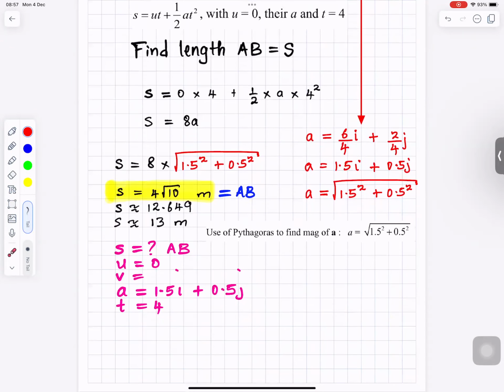So what we have used: we've used Pythagoras right there to find the magnitude of A. And we've used this SUVAT equation. We're finding AB. We know U is 0. We don't know the final velocity. We know what A is. We know what the time is. So use that to help you. So your answer there, 13 meters, or exactly 4√10.